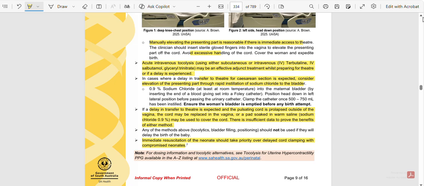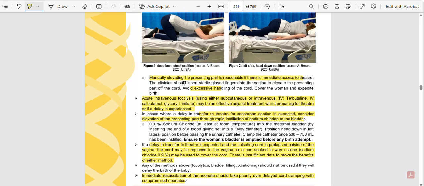Let's read that point. Manually elevating the presenting part is reasonable if there is immediate access to theater. The clinician should insert sterile gloved fingers into the vagina to elevate the presenting part of the cord, avoid excessive handling, cover the woman and expedite the birth. IV tocolysis, terbutaline or salbutamol, may be an effective adjuvant treatment while preparing for theatre or if a delay is experienced. In case of delay in transfer to theatre for cesarean section, consider elevation of the presenting part through rapid instillation of sodium chloride to the bladder.